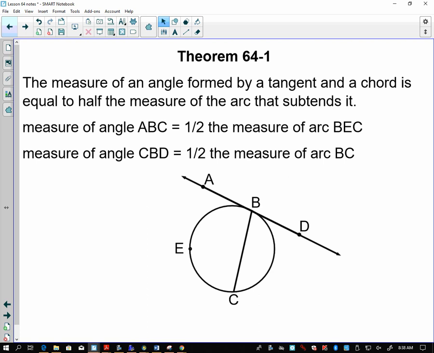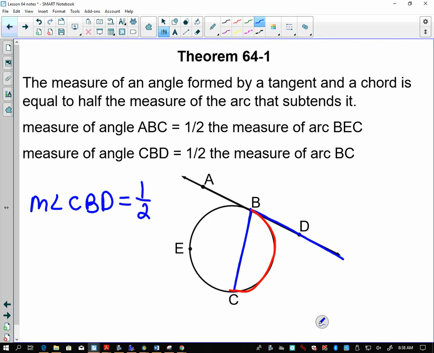So it's a really complicated sentence, but basically we're saying that angle CDB. Do we see that angle right there? The measure of an angle formed by a tangent and a chord, that's what you're seeing, is equal to half the measure of the arc that subtends it. The arc that subtends this is this right here. So we're looking at the relationship between the blue angle and the red arc. Do we see that? So this blue, we'd say measure angle CBD is equal to 1/2 of arc BC.